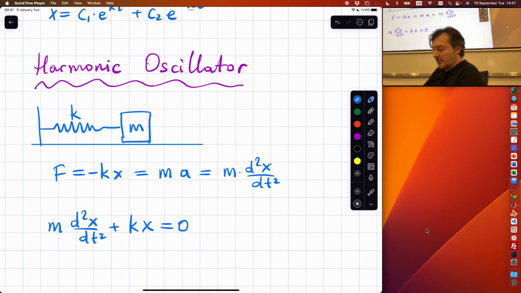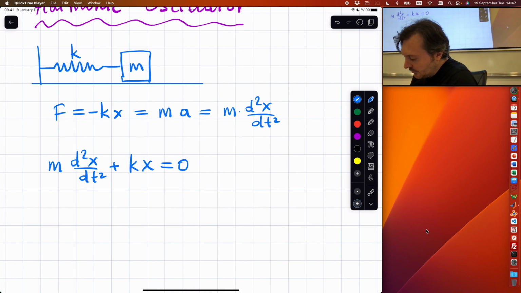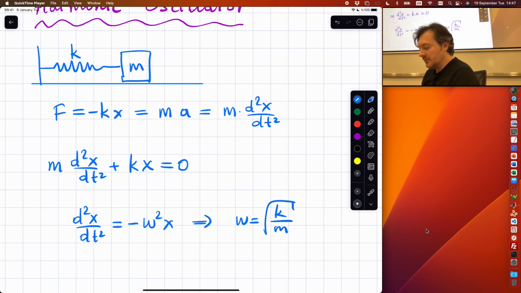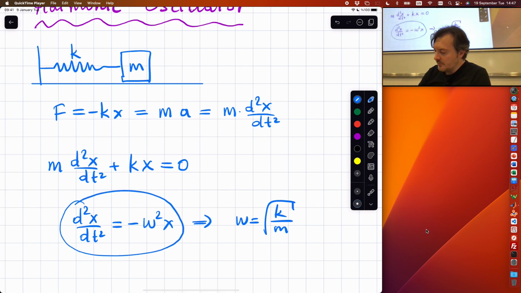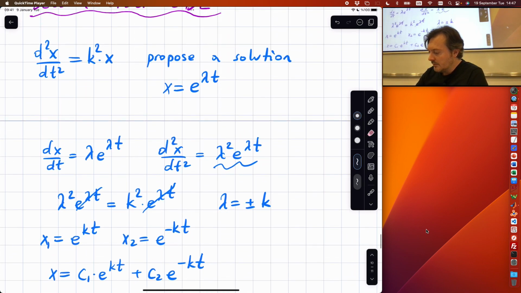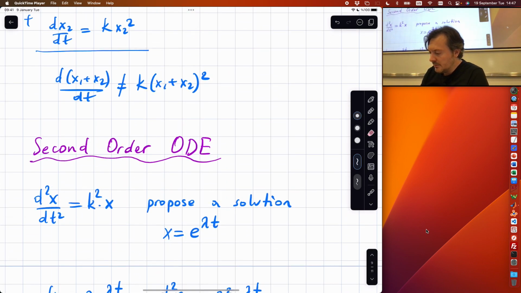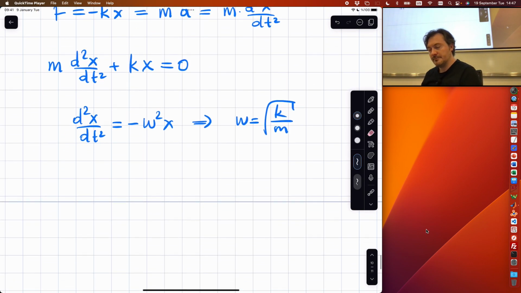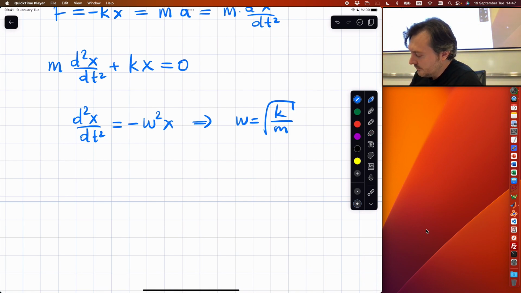It's just like the other equation. Let me just continue juggling with this equation. You can write it down like this, where omega is square root of k over m. You have this kind of equation, and let's compare it with this one. What's the difference? This was plus. This is minus, right? So you can propose a solution in the form e to the lambda t. It's always e to the lambda t.